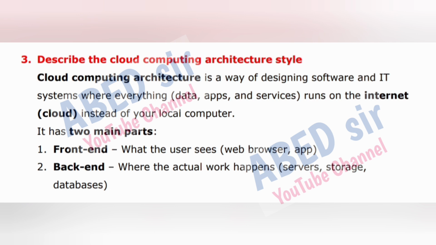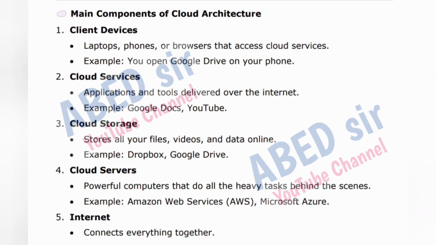It has two main parts. 1. Front-end, what the user sees, web browser, app. 2. Back-end, where the actual work happens, servers, storage, databases. Main components of cloud architecture. 1. Client devices. Laptops, phones, or browsers that access cloud services. Example, you open Google Drive on your phone.